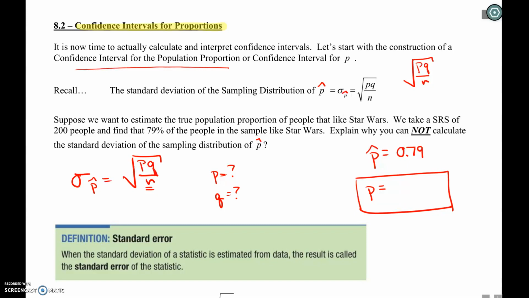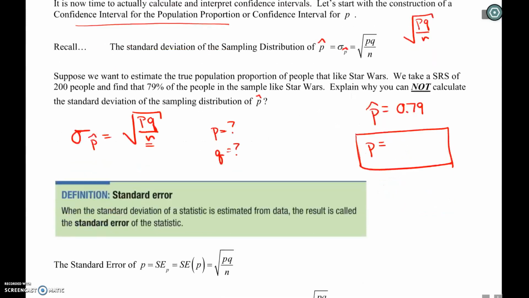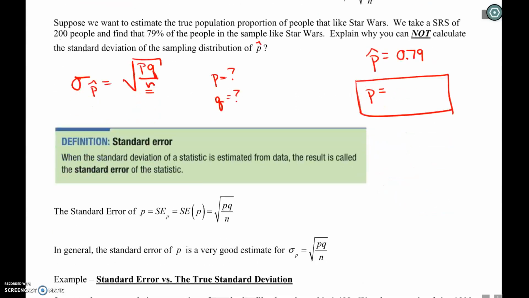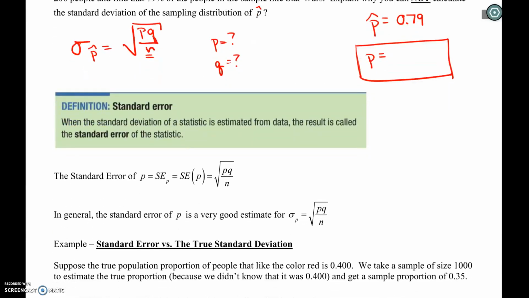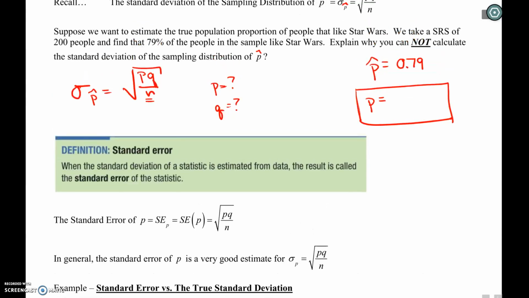So this presents a problem. Last chapter, we always pretended that we had the true population proportion, but now we don't. So what do we do instead? Obviously, p hat is our estimate for that. So since I don't have p, I could just use p hat as an estimate. Now, it's not going to be exactly right, but it should be pretty close.